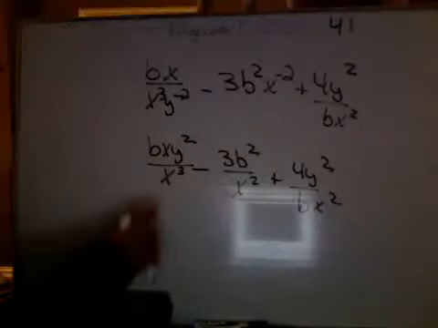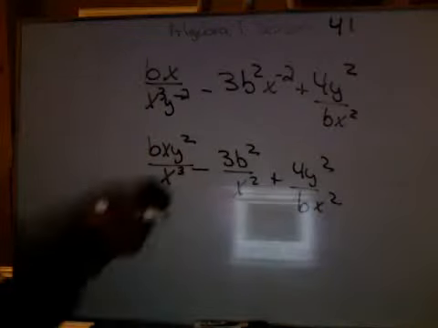Now we can see none of these denominators are the same, therefore there's nothing we can do at this point. We will learn how to do that later. At this point, there's nothing we can do. So let's look at another problem.